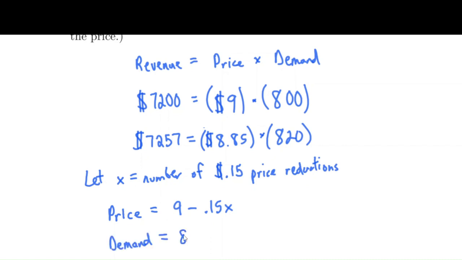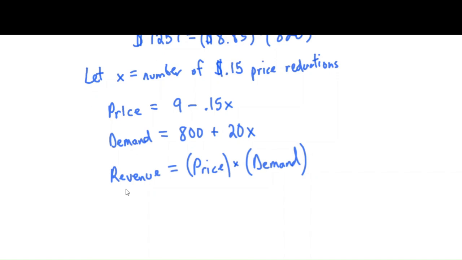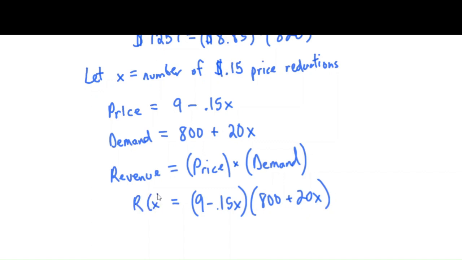Now, what about the demand? Well, the demand is going to be 800 plus 20 times the number of price reductions. So if the number of 15-cent price reductions is 1, then this will be 820. If the number of price reductions is 2, this will be 840, and so on. And let's remember that the revenue will be the price times the demand. So let's actually write this out. The price will be 9 minus 0.15x, and the demand is 800 plus 20x. And this is the revenue. We'll call this R, or really R of X.